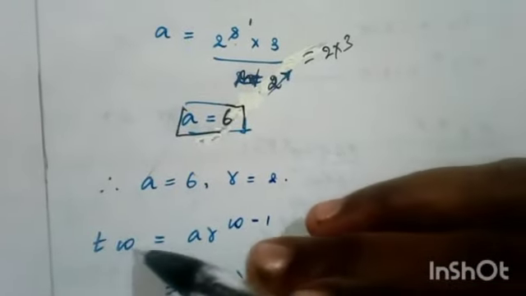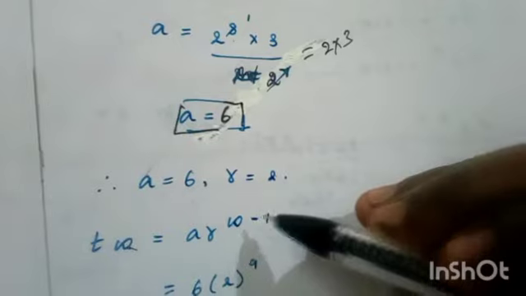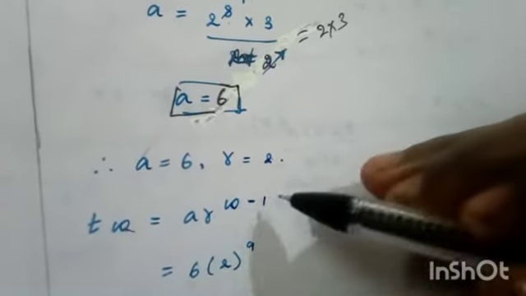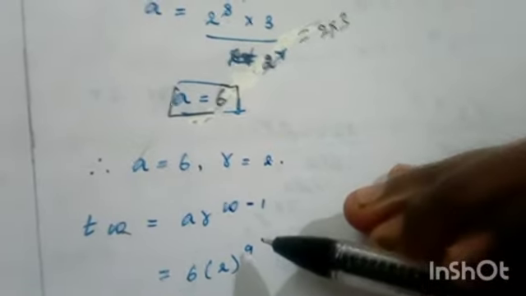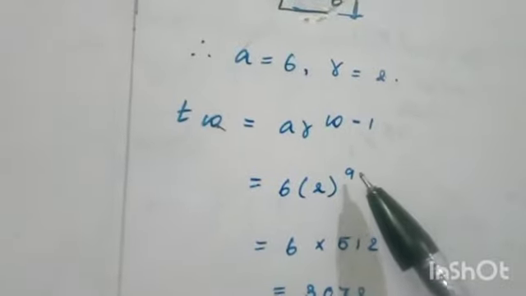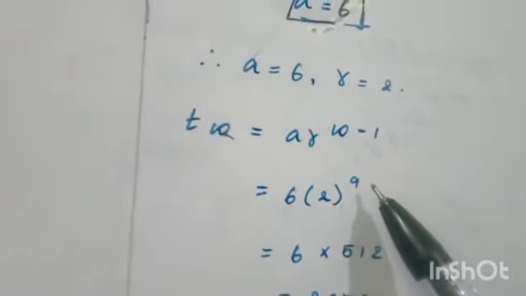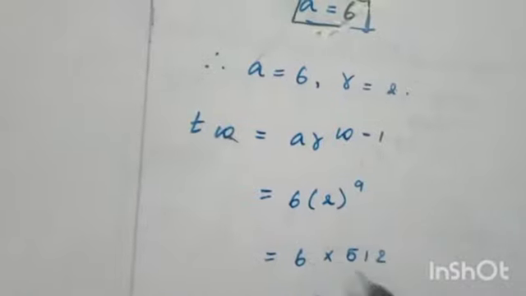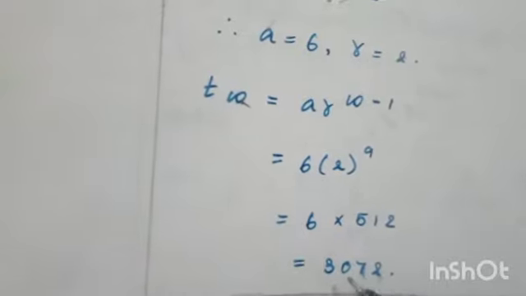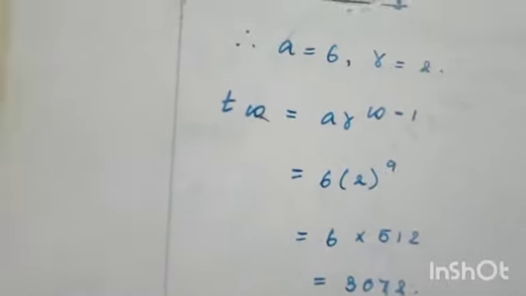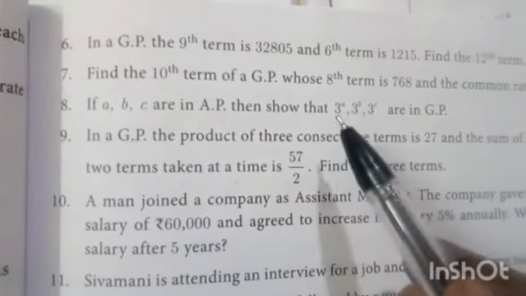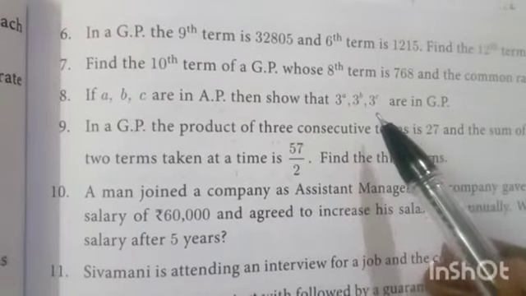T10 equal to a into r power 10 minus 1. We found a is 6, so 6 into 2 power 9 is the 10th term. We have to expand 2 power 9 value: 2 into 2 into 2, 9 times, that is 512. So 6 into 512 you have to multiply, that is 3072.